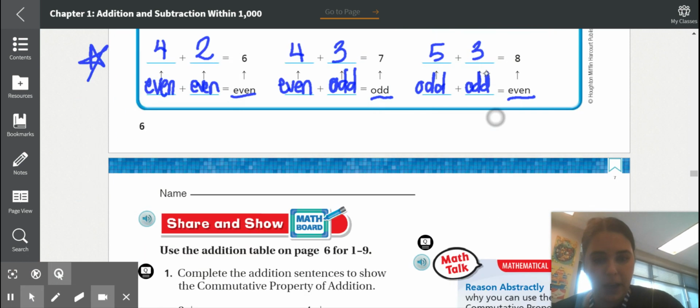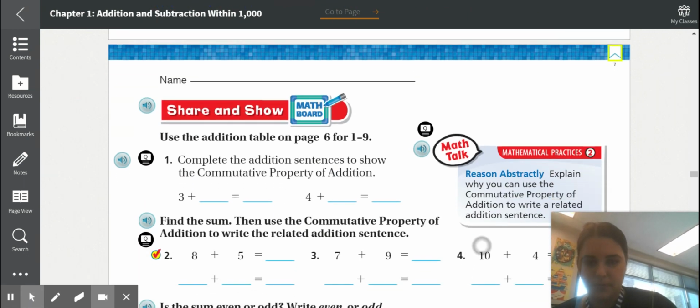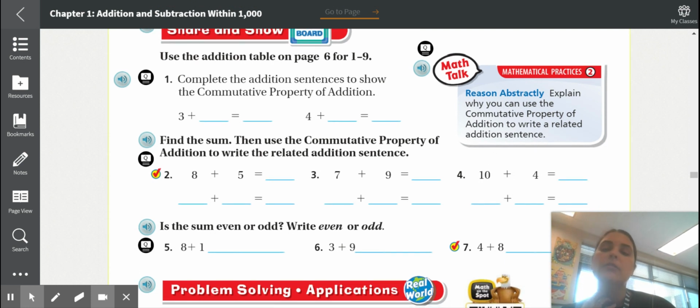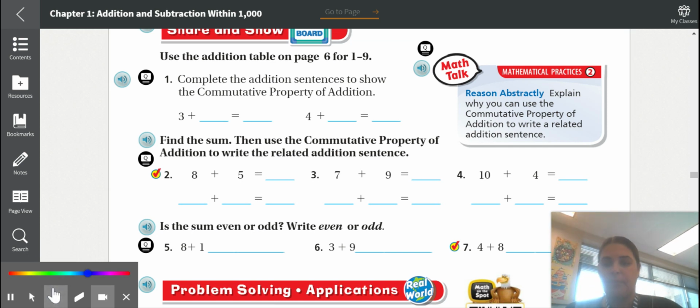Okay, I want you to turn your page, and we are on, now we're on page 8. Page 7 at the top. All right, let's read the directions.